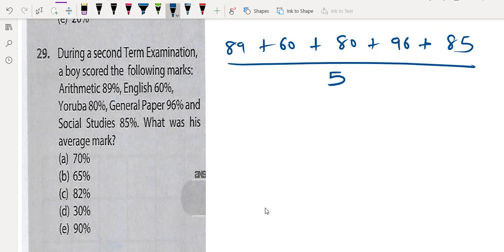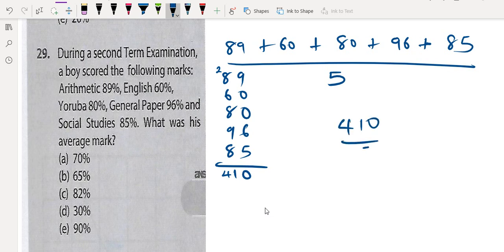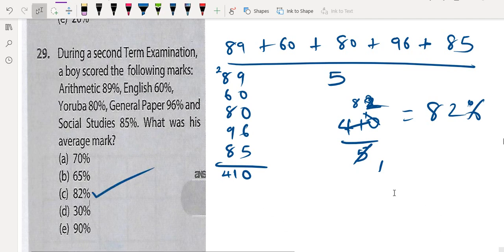Let's add, please. 89 plus 60 plus 80 plus 96 plus 85. That gives us 410 over 5. 5 into 410 is 82. So the average is 82%. Option C.